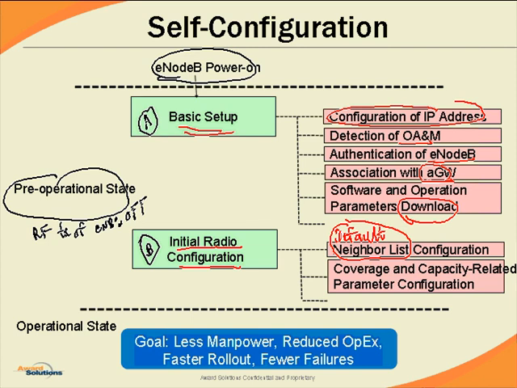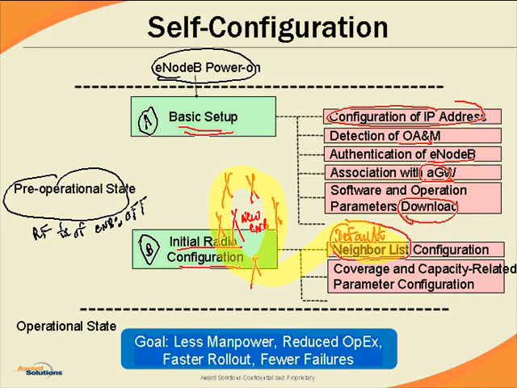So based on the knowledge of pre-existing eNodeBs in a given neighborhood, we can get an initial neighbor list. For example, let's say we have some new eNodeB here, and there are already some other eNodeBs in that neighborhood. So we can get information about those as part of the initial configuration.